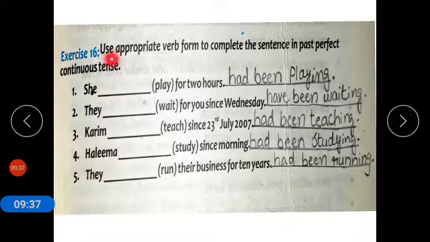Now coming to use the appropriate verb form to complete the sentence in past perfect continuous tense. She dash for 2 hours. So we will use the verb and convert this sentence into past perfect continuous tense. She, we will use the auxiliary had been and the verb which is first form of verb plus ing, playing for 2 hours. She had been playing for 2 hours.